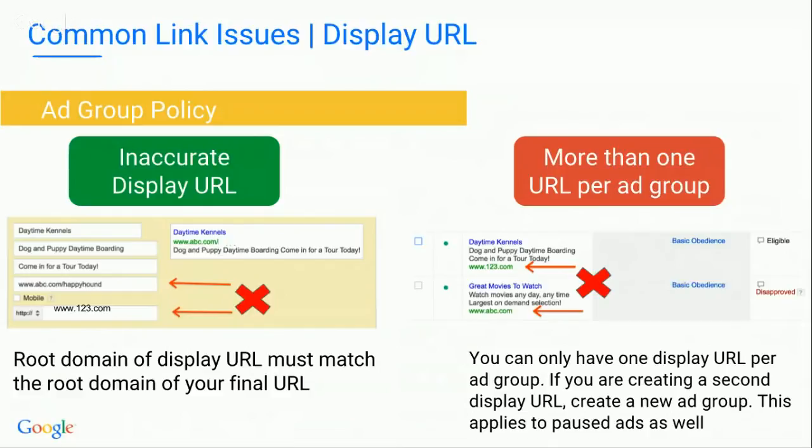It's more than one URL per ad group. So when I think of an ad group as a room in your house, you don't want to have your kitchen sink in the bedroom. So you want to keep all your ads for one domain in one ad group. Does that make sense? Perfect sense.